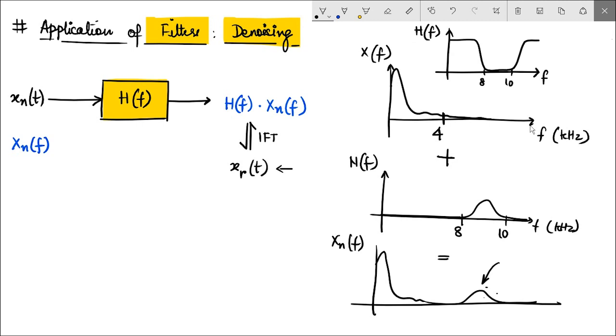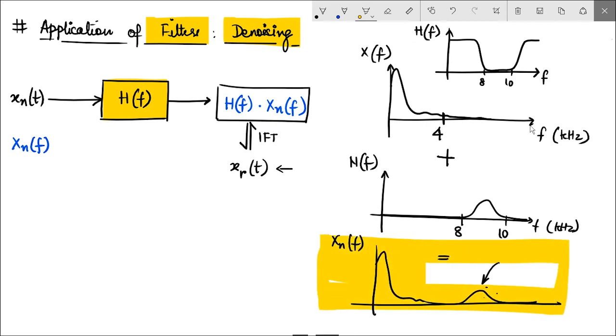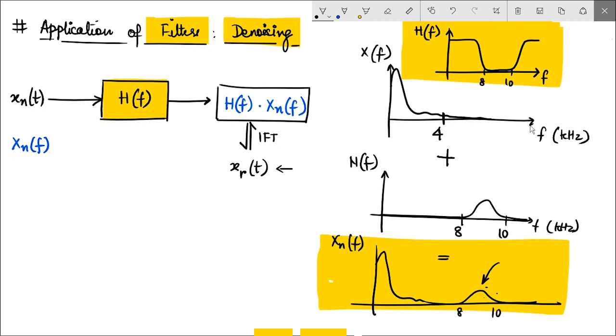So this is in the time domain and this is in the frequency domain. What I'm trying to say is that given a filter, if you know the frequency content of the input signal, the frequency content of the output would simply be a product of the two frequency plots. That means a product of this with this. If this is H of F, how would that look?